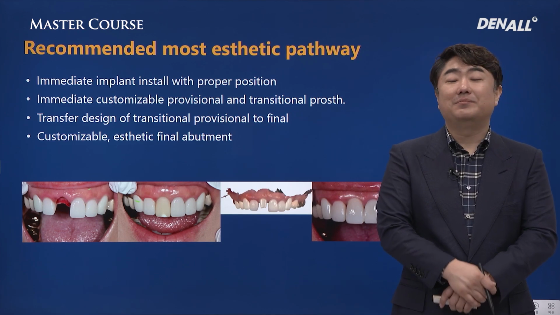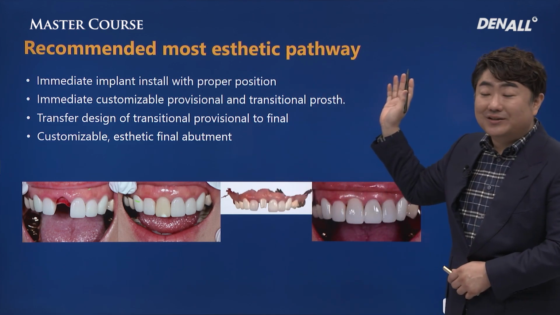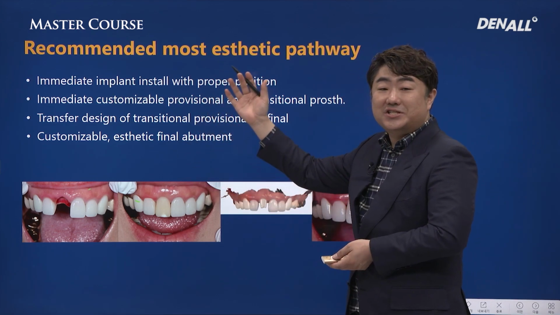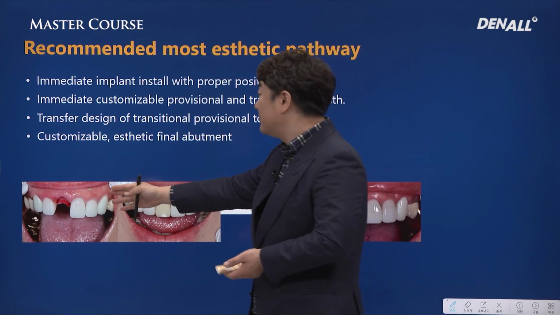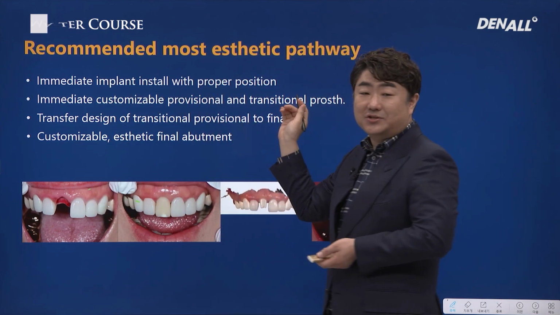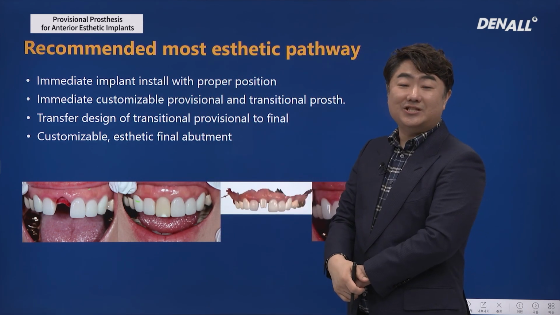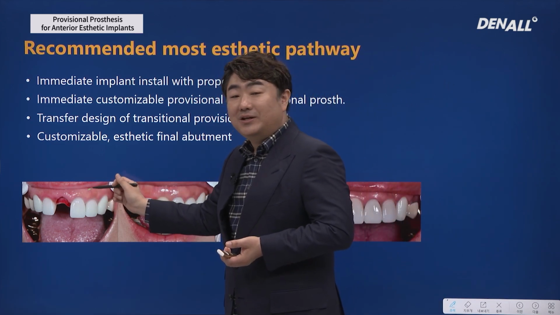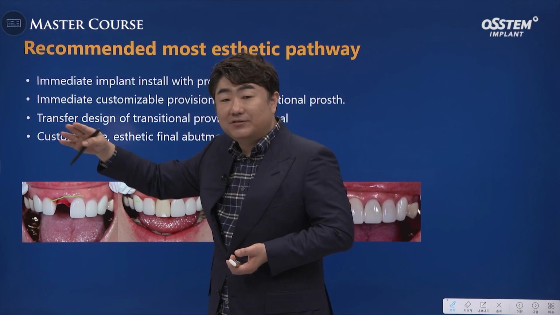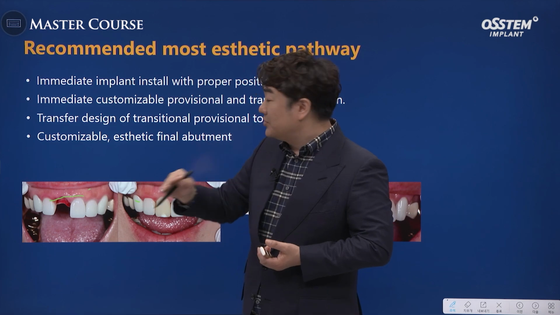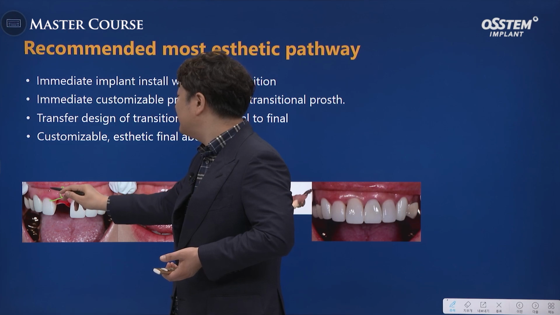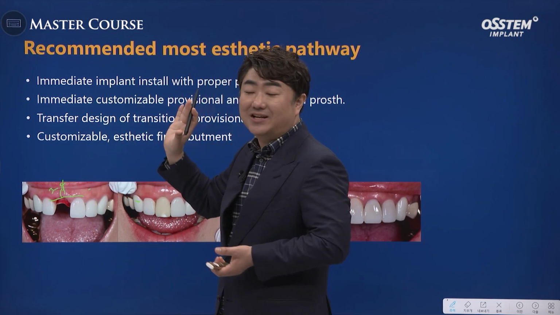Up until now, let me summarize the most aesthetic pathway once again, although I've mentioned it in my previous lectures as well. If possible, immediate implant placement would be ideal. If there's no inflammation and if there's sound buccal bone, immediate implant placement can be done. What would be the appropriate position? It should be 1.5 millimeters away from the adjacent tooth and 3 millimeters away from an adjacent implant. From the free gingival margin, or CEJ, it needs to be 3-4 millimeters away.